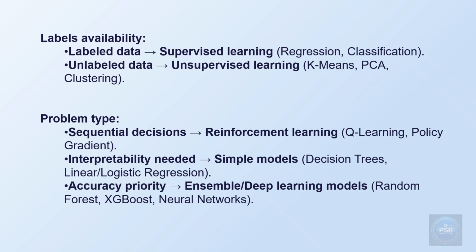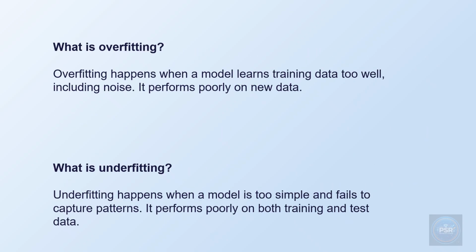Interpretability needed: go with simple models, decision trees, linear or logistic regression. Accuracy priority: go with ensemble or deep learning models, random forest, XGBoost, neural networks. What is overfitting? Overfitting happens when a model learns training data too well, including noise. It performs poorly on new data.